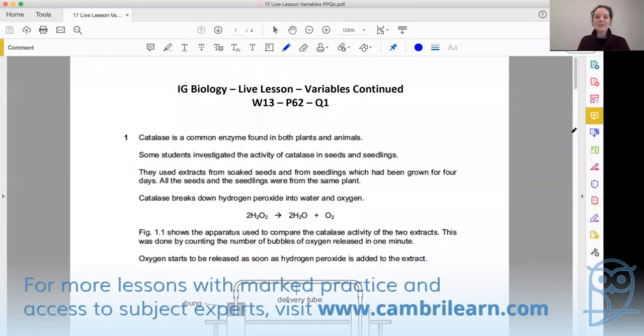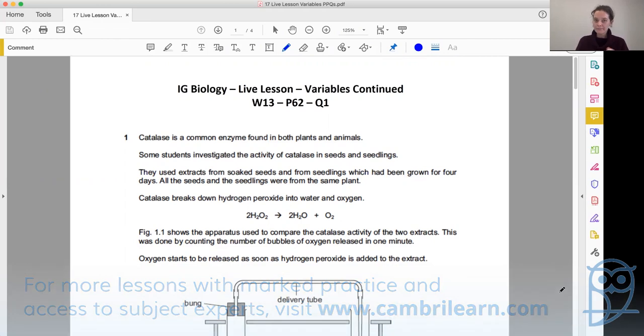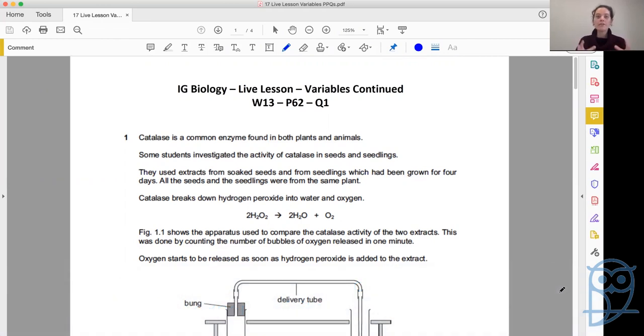So in this lesson, we're going to work through a past paper question. This is from the winter 2013 session. It's paper 62, question 1. So this is one full question out of an alternative to practical paper.